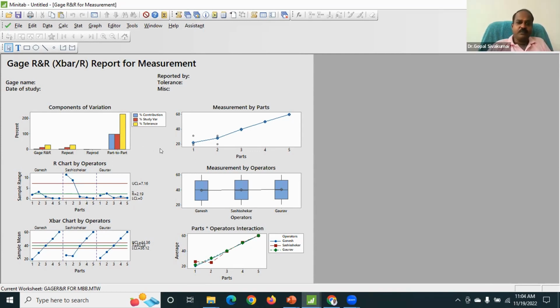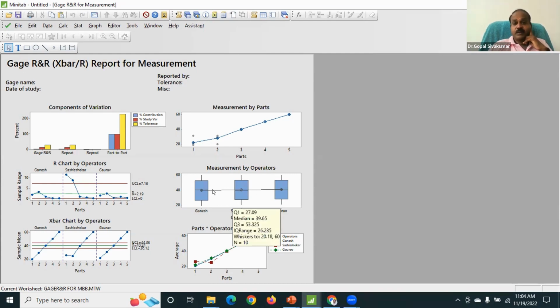Now, by the time you have learned so many tools, you should be very good at reading each and every graph. Now, reproducibility is not a problem, and that is why we just have to look at the R chart. But if reproducibility is also a problem, that will appear in the fifth graph. What is the fifth graph? Box plot.